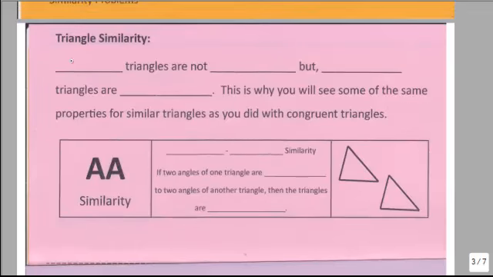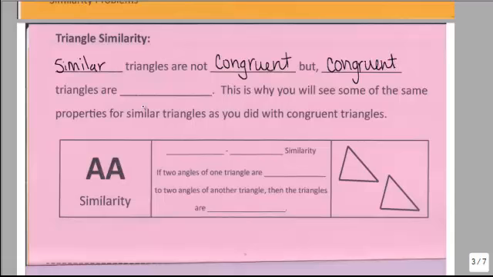What it's supposed to say is that similar triangles are not congruent. So you cannot say that two similar triangles are the exact same, because that's not necessarily true. But congruent triangles, like we learned before break, congruent triangles are similar. And the reason is, it's the definition of similar.